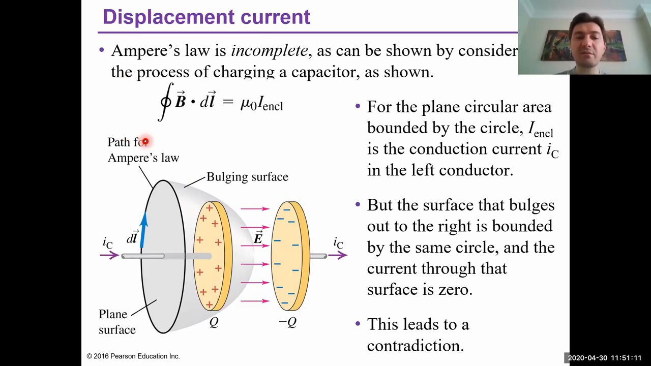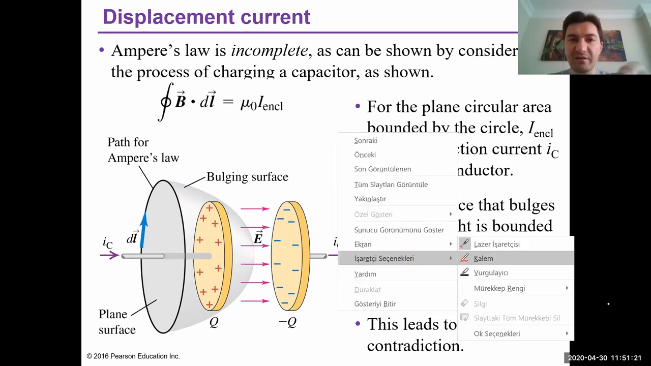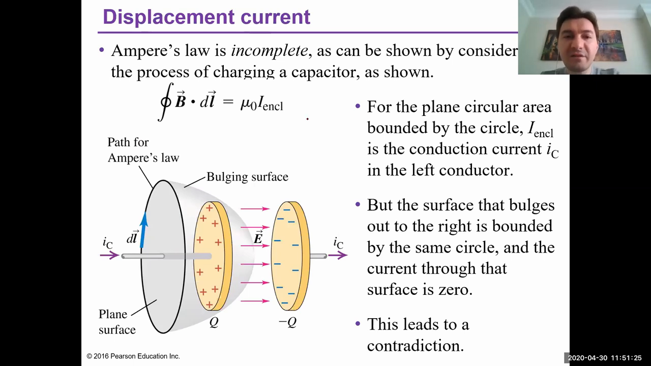But what happens in the case of a charging capacitor? So remember the circuit for the charging capacitor. Let's consider that we have a battery, and here we have a charging capacitor. This is the positive plate of the capacitor, and this is the negative plate. Due to the EMF source, we have current from positive to negative in the circuit. This is the current in the circuit.